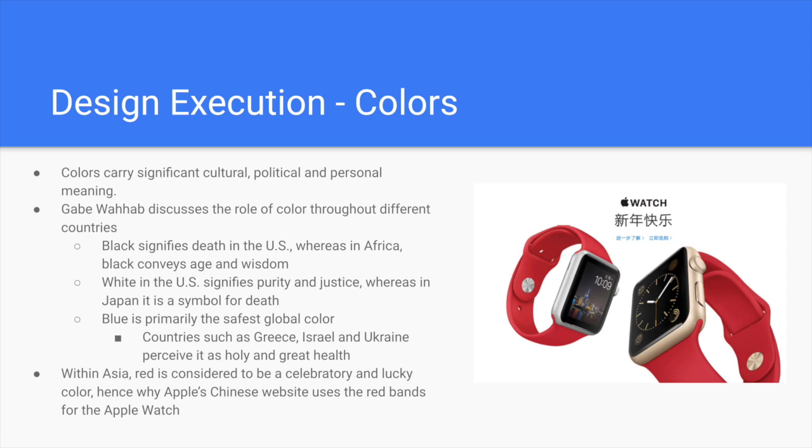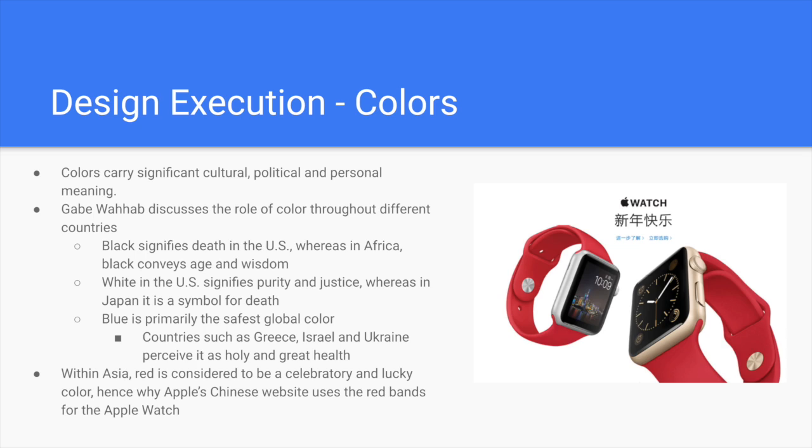And lastly, color selection is very important to global design because colors carry significant cultural, political, and personal meaning. Gabe Wahab discusses the role of color in some countries. So, black obviously signifies death in America, but in Africa, it actually conveys age and wisdom. White in America signifies purity and justice, but in Japan, it's actually a symbol for death.